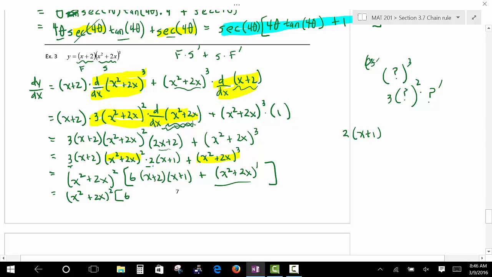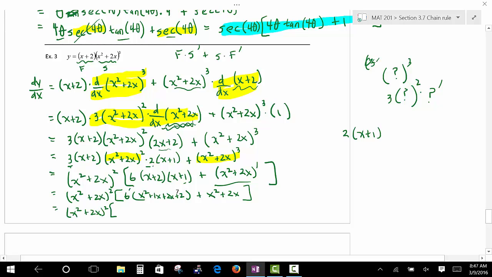Okay, so let's go ahead and FOIL this. I'm going to just put the 6 and FOIL that. So that's x squared plus 1x plus 2x plus 2. Bring this down, and it's to the first power, so you don't need those parentheses anymore. Okay, and then bring this down.